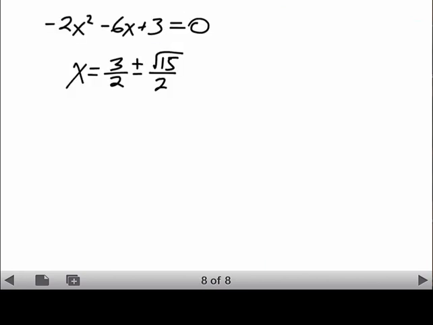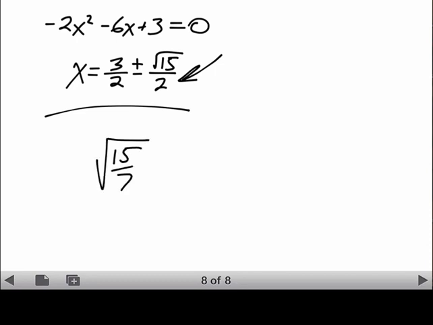And now to make a long video interminable, remember when we looked at negative 2x squared minus 6x plus 3 equals 0, and we ended up with x equals 3 halves plus or minus the square root of 15 over 2. And I had said that this worked out nicely because the denominator was 4 and the square root of 4 became 2. All I want to point out is if we had had something like, oh, I don't know, the square root of 15 over 7, then we would have had to rationalize the denominator by multiplying by an appropriate factor to break the denominator out of the radical.